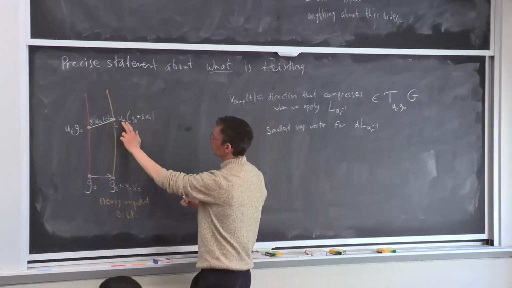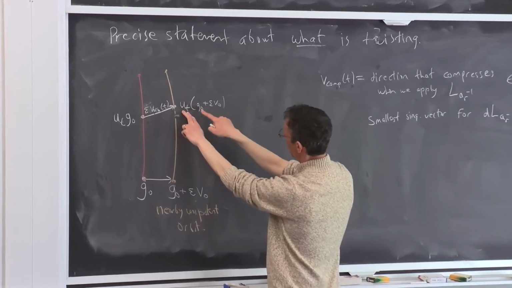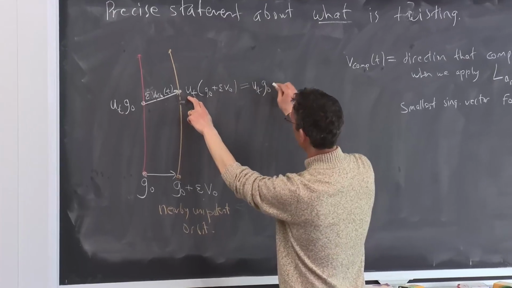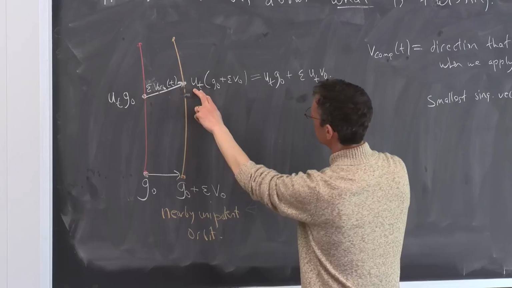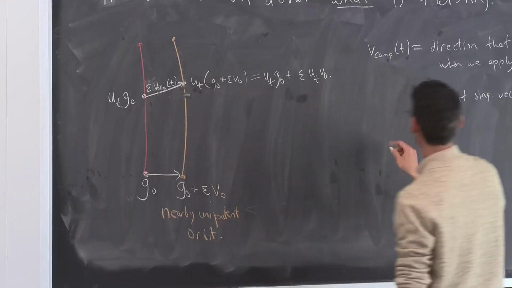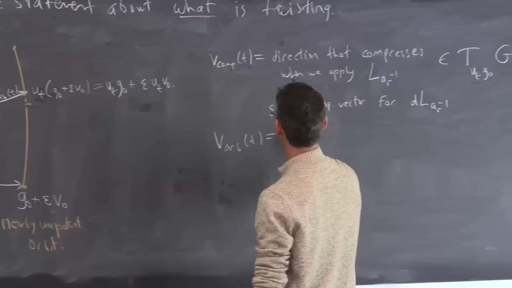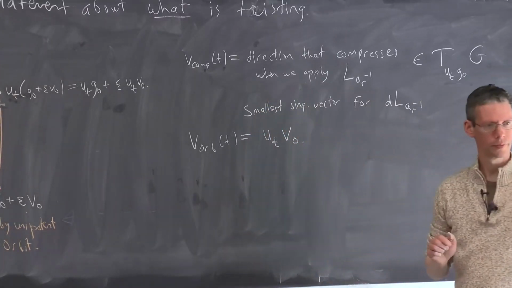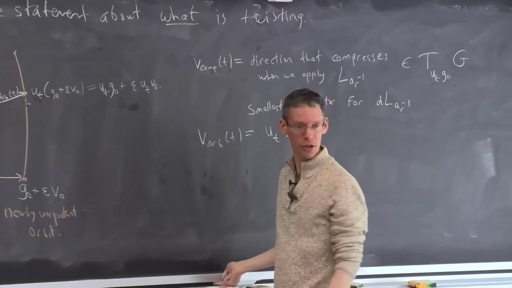So U_T is a matrix, so we can just multiply this through. This is U_T g_0 plus epsilon U_T v_0. And if we compare sides, we see that the orbit of T is U_T of v. Now let's figure out what the compression of T is.